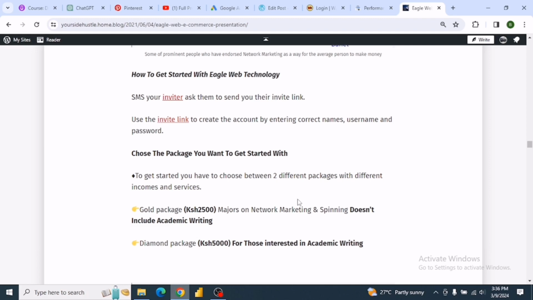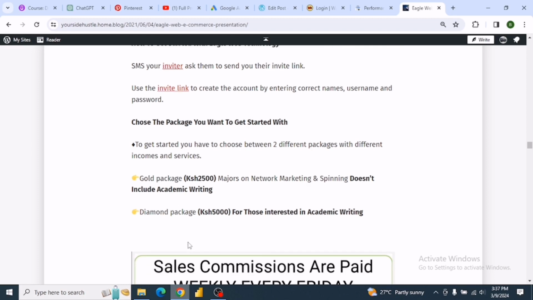We have gold, that's for 2,500, and remember this is just a one-time payment. With the gold package, you have access to affiliate marketing, network marketing, and gaming. You don't have online writing or academic writing in the gold package. It's only in the diamond package. That's why it's more expensive compared to gold. This is because you make more money with the diamond package.